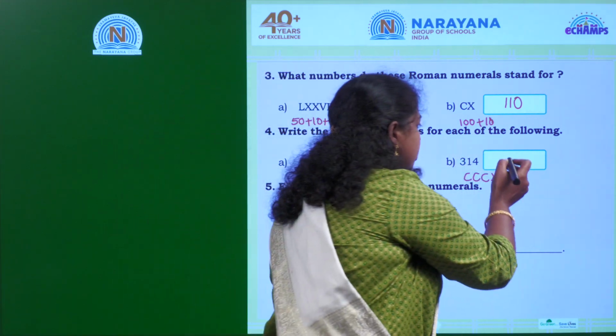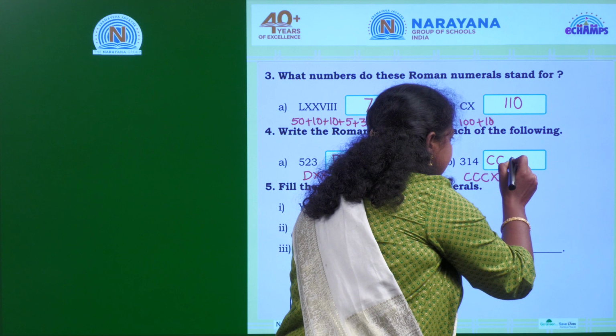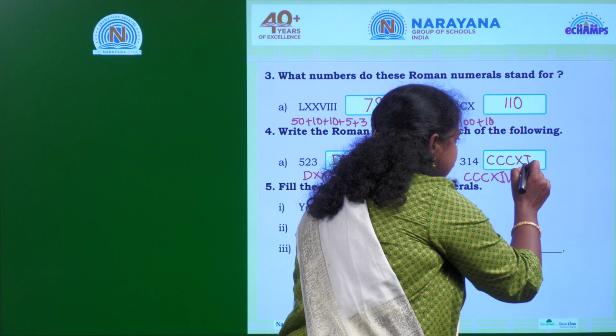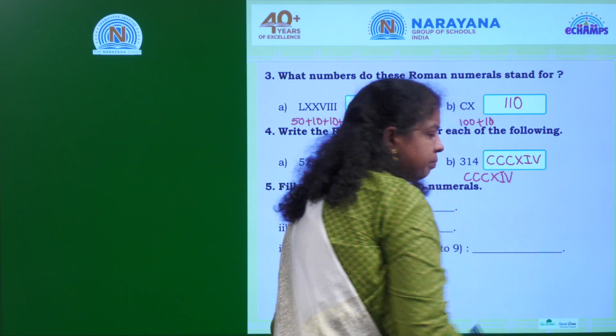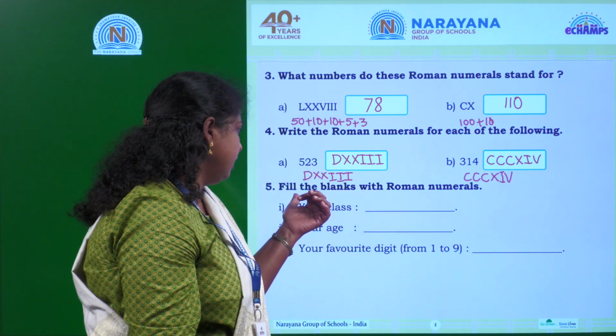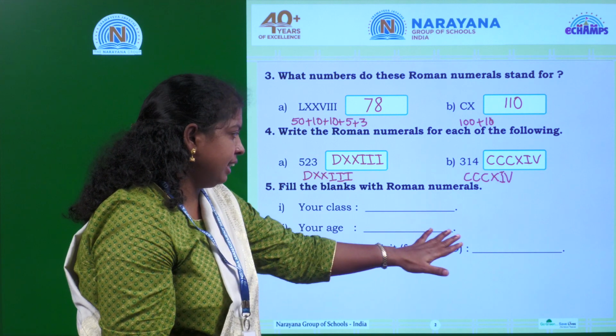So, what is the Roman numeral for this 314? C, X, I, V. Okay, children? Right. What is the next question? Fill the blanks with Roman numerals. What are the given blanks?